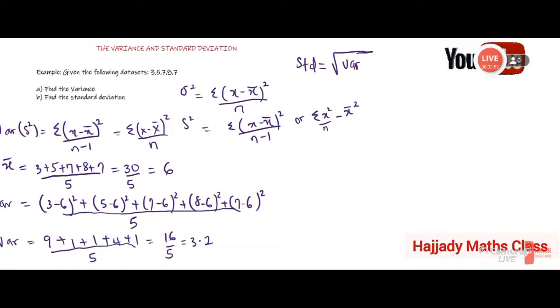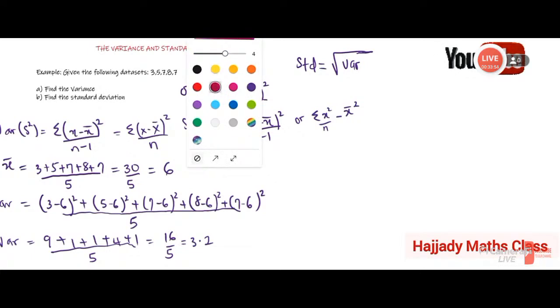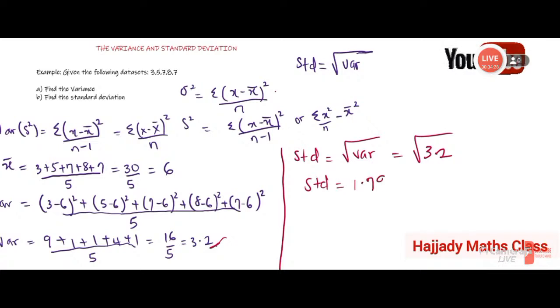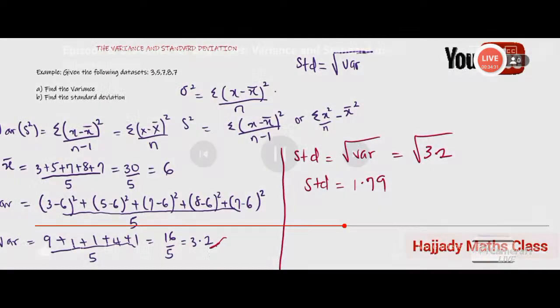Mind you, don't forget that our standard deviation comes from our variance. Calculating our standard deviation is the same thing as saying the square root of our variance. And don't forget our variance here is 3.2, so this is the same thing as saying the square root of 3.2. Our standard deviation in this case is going to be 1.79. So this is for the first method.